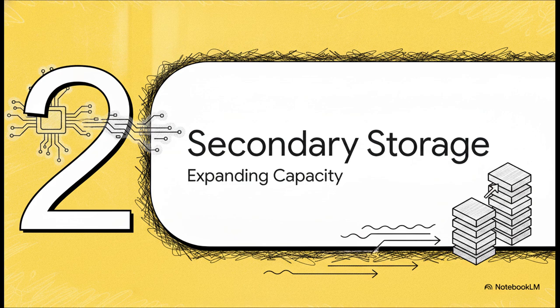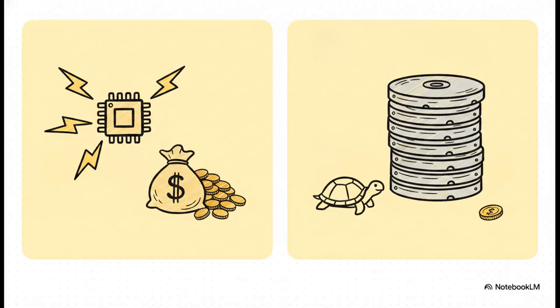Section 2. Expanding capacity. Secondary storage. So while primary memory is incredibly fast, it introduces a pretty massive hardware problem, and that is cost. Because it's so expensive, it's really only used transiently. To process vast amounts of data, computers are forced to rely on secondary memory. This steps in to provide massive capacity at a much lower cost. It's essentially a calculated trade-off with that blistering primary speed.